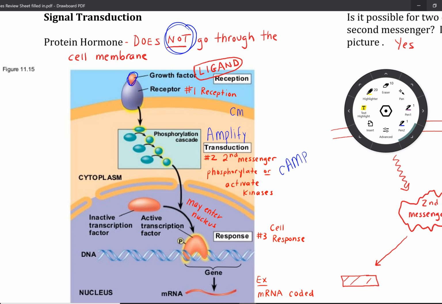In this particular example, the now activated enzyme or hormone or whatever it is could come into the nucleus. It may bind onto the DNA, which could start transcription factor.